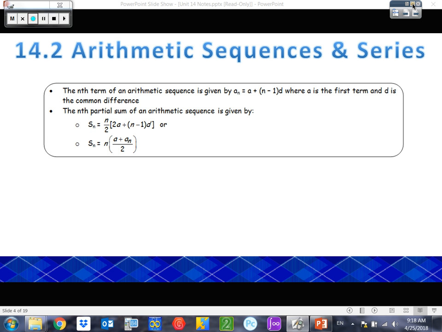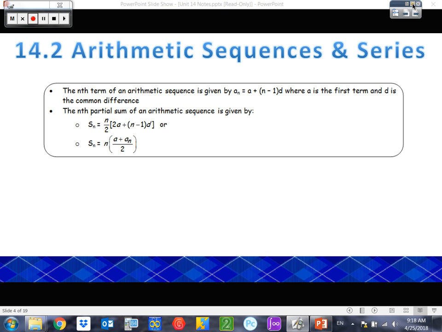If you recall from last year, an arithmetic sequence is one that has a common difference. You know, like you're adding or subtracting the same number over and over again. Maybe you add 5 over and over again, or maybe you subtract 1. That is an arithmetic sequence, and that's what we're going to focus on today.